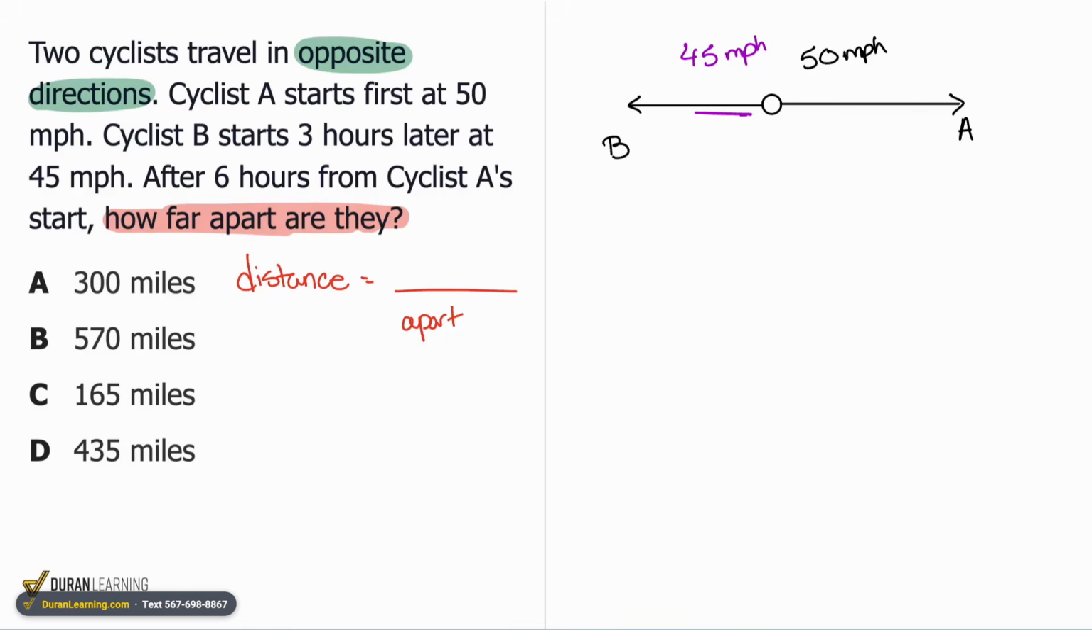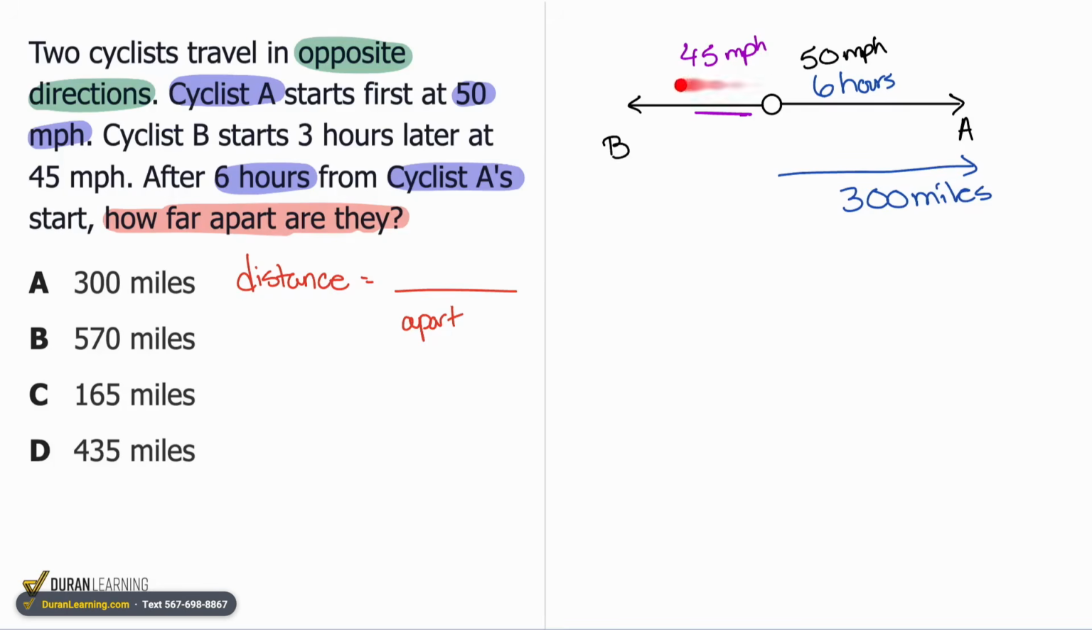Because look at what this sentence says first. After 6 hours from Cyclist A's start, how far apart are they? So what this tells me is Cyclist A has been going for 6 hours. That tells me clear as day. So allow me to highlight that. Again, Cyclist A will be in blue, 50 miles per hour. Cyclist A, 6 hours. So boom, I have that for Cyclist A. 50 times 6, that'll be 300 miles. So I have one piece right there. Good. Now let's find the other piece.